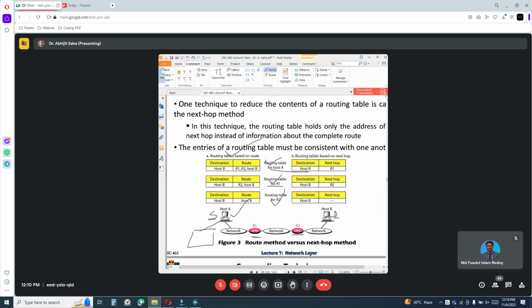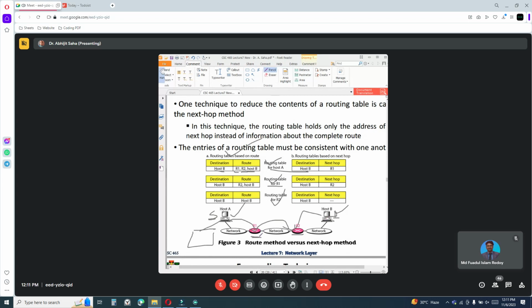For example, from A, if you want to go to host B, then the path is going to be A to R1, R1 to R2, and R2 to host B. So it is keeping the complete route from that node to the destination node.